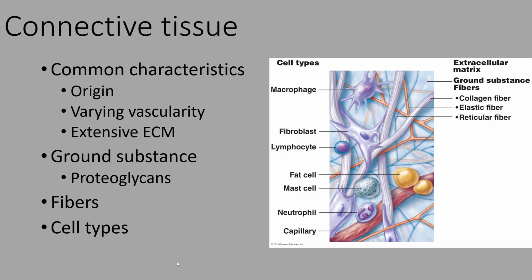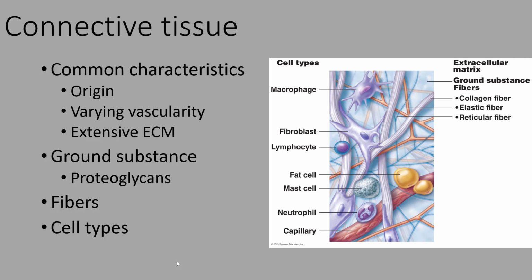But they have varying degrees of vascularity. Some of them are avascular, just like we saw with the epithelial tissue. For example, cartilage is avascular. Some of them are vascularized. So it's just a matter of which tissue we're looking at. Bone is vascularized.